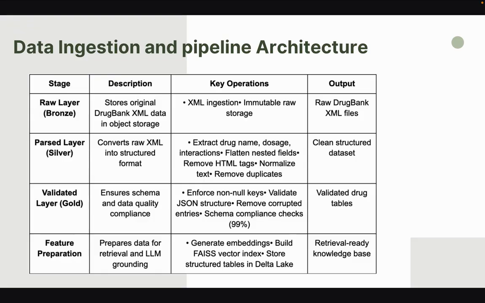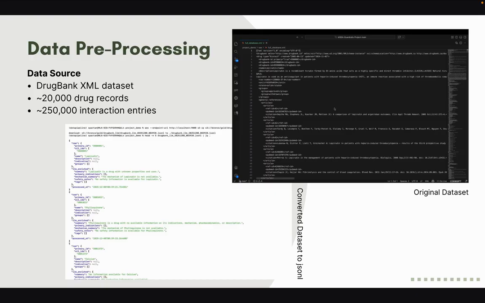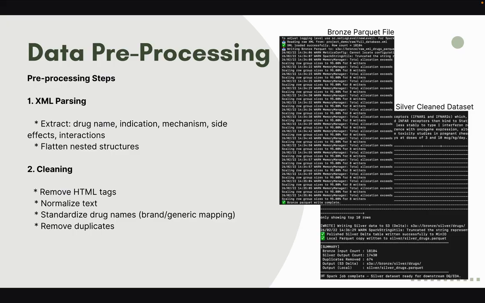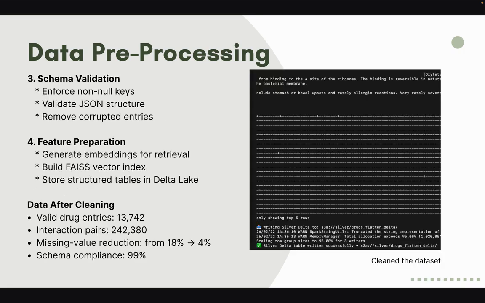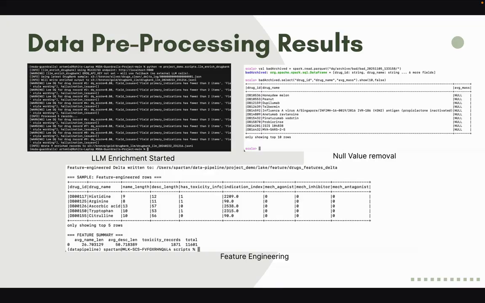So data cleaning steps include removing HTML tags, normalizing text, standardizing drug names, removing duplicates, and enforcing schema validation. And after pre-processing and cleaning all this, we got 13,742 valid drug entries, 242,380 interaction pairs, missing values reduced from 18% to 4%, and 99% schema compliance was met. So this ensured high quality grounding for LLM retrieval. As you can see, these are our pre-processing results.